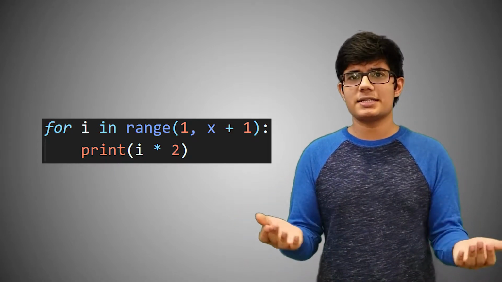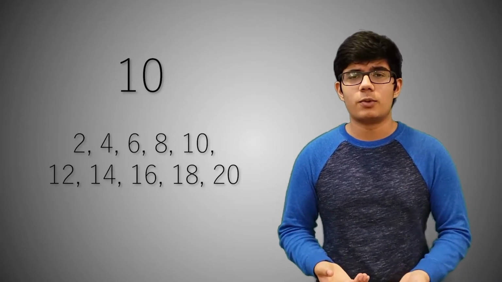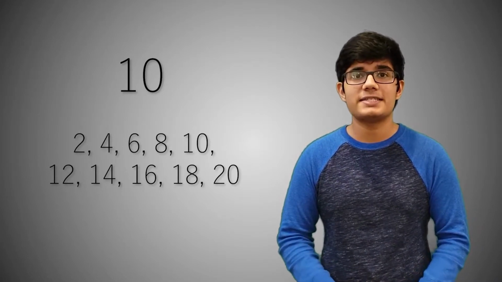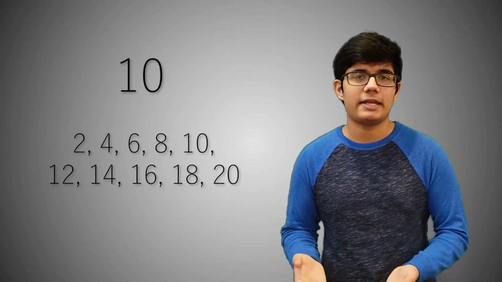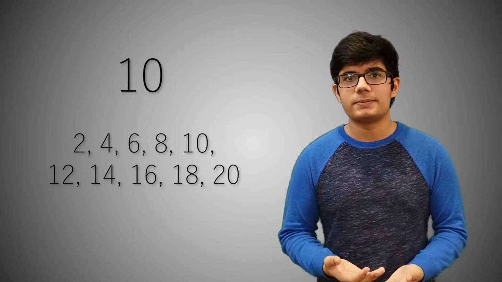So let's say the user says a number like 10, then the numbers we print out are 2, 4, 6, 8, 10, 12, 14, 16, 18, and 20, aka the first 10 multiples of 2.